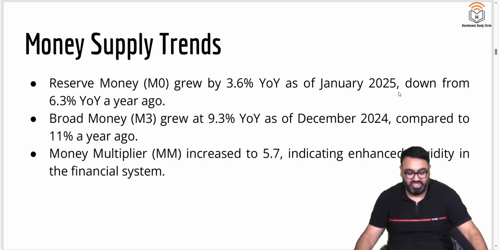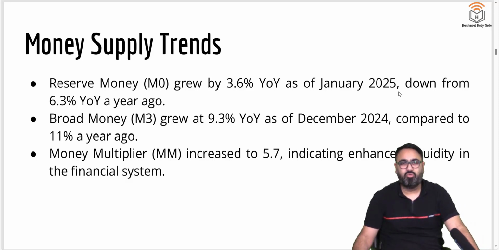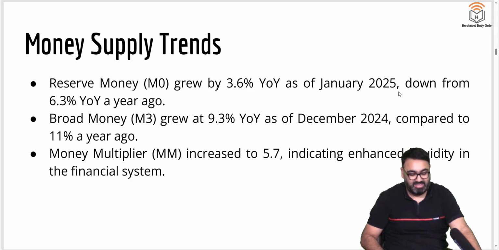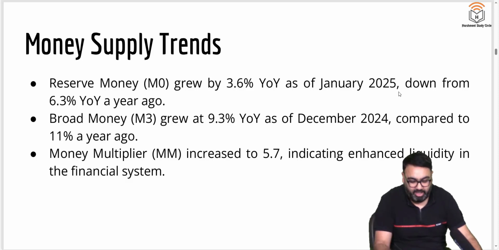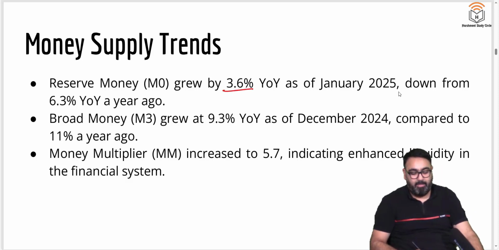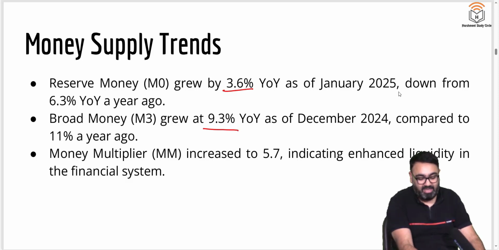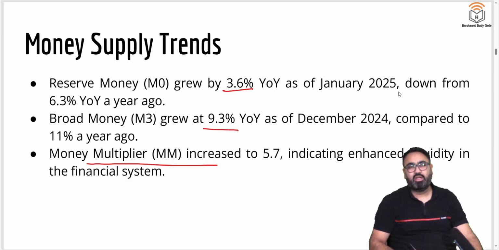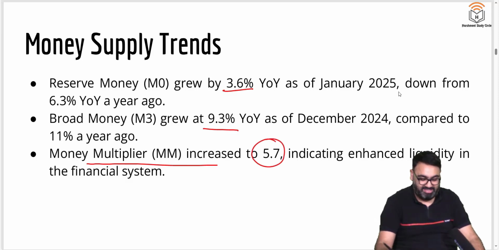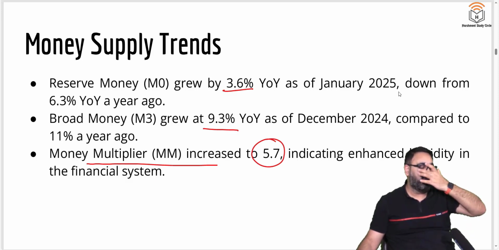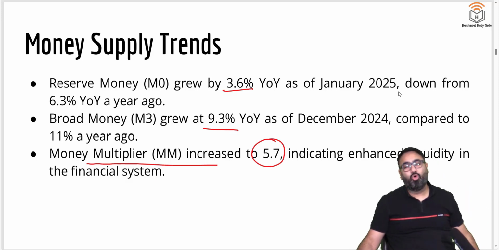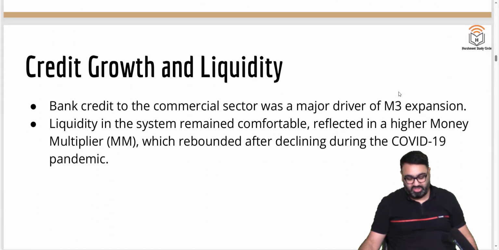About money supply, what changed? There are important terms that you would know in economics. First, reserve money, which is called M0, grew by 3.6%. Broad money, which is M3, also grew by 9.3%. And then the money multiplier, MM, which is a good indication of money supply in the market, also increased to 5.7. So a higher money multiplier means that you have more money coming into the market. Means you have more money in the hand of the people, more liquidity, people are buying more stuff.